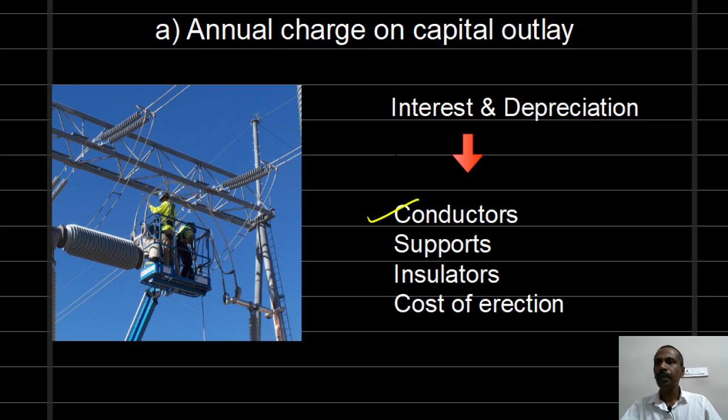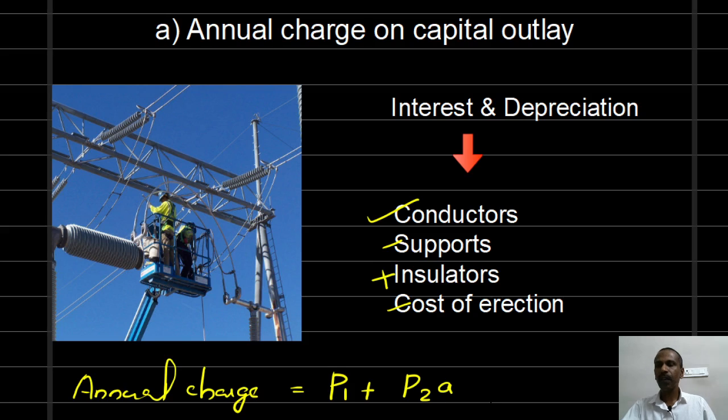The cost of conductors depends on the area of cross section of the conductor. The cost of supports and the cost of erection: a part is fixed and a part depends on the area of cross section. The cost of insulators doesn't depend on the conductor size, rather it depends on the operating voltage. So we can write the annual charge equals P1 plus P2 into A. A is the area of cross section, P1 and P2 are constants. So a part of the annual charge is fixed and a part depends on area of cross section of the conductor.